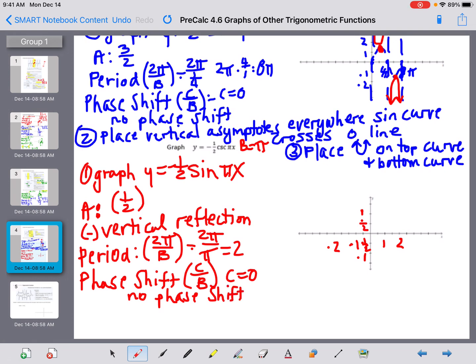Okay. So some things to remember. Sine always starts at 0. So I'm going to start at 0 because I didn't do a phase shift. I'm going to end at 2π where my period ends.